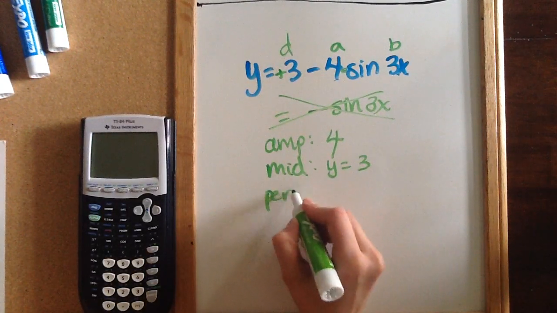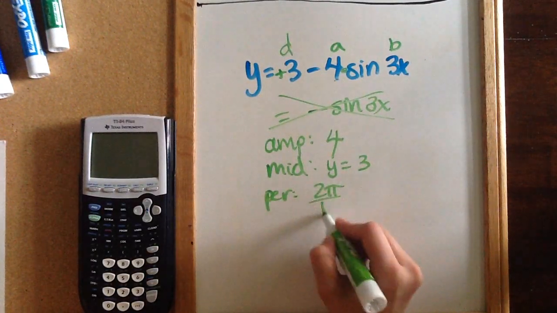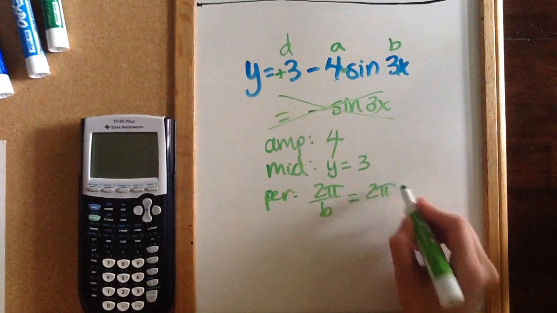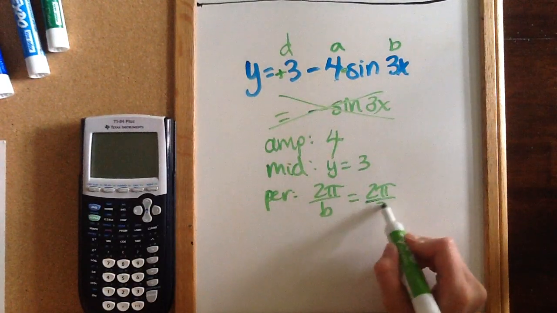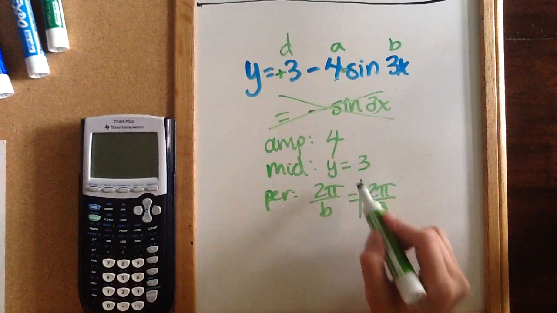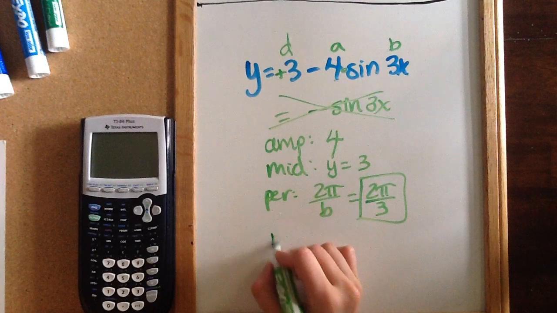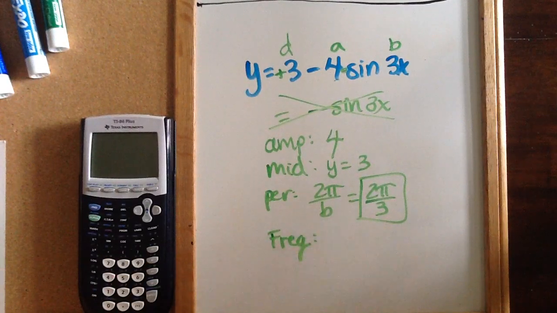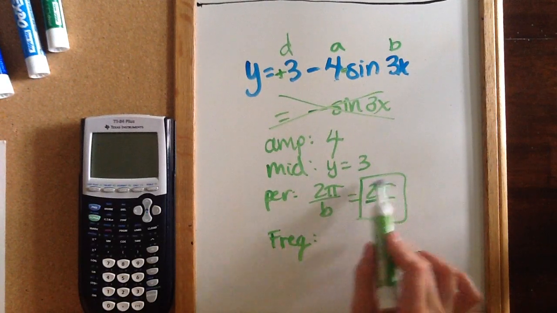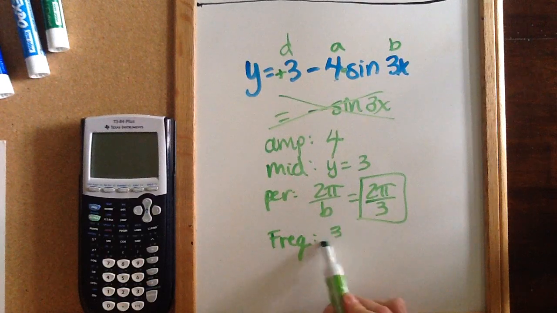The period is going to be 2 pi divided by b, which in this case is going to be 2 pi divided by the 3. There's no simplification that I can do for the 2 pi thirds, so I just keep it as 2 pi thirds. The frequency is going to be the reciprocal of the period, so I'm going to take this and I'm going to flip it. So the 3 is going to go to the top and the 2 pi is going to go to the bottom.